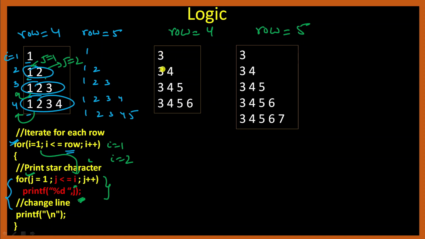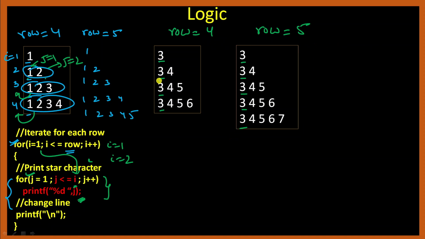So here you can see each row is started by 3 only. Here also the starting digit in each row is 3, right? So the same thing is there. Whether we give rows as 4, 5, or 6, the starting digit will always remain the same, that is 3.